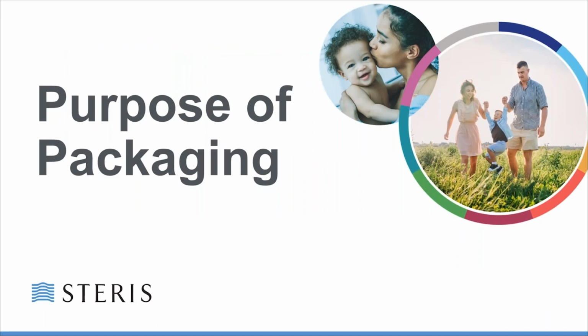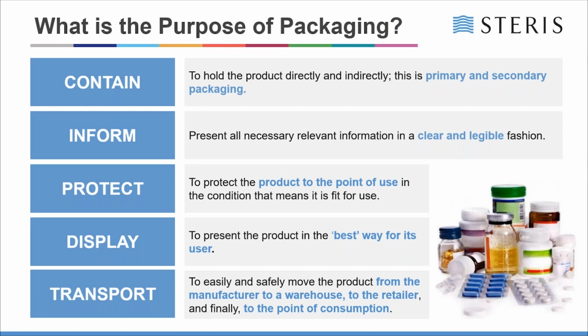But before we start looking at the tests that are involved, you need to understand what the purpose of packaging is. And when you're looking at packaging, there are really only 5 main purposes of a package. Basically, it's there to contain the actual product in the primary and/or secondary packaging. To inform you what's in it, it must be labeled, and the label must be clearly legible, so you know what you're getting in the box, basically.